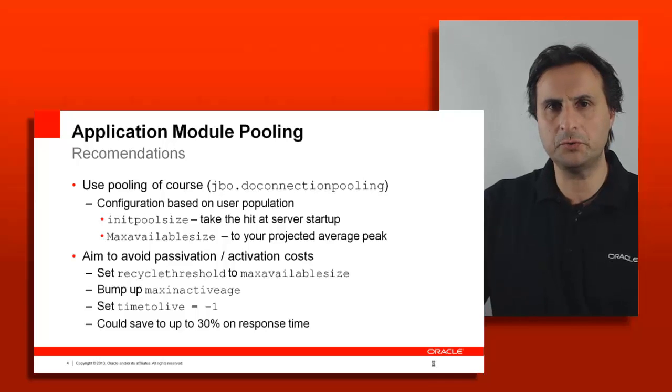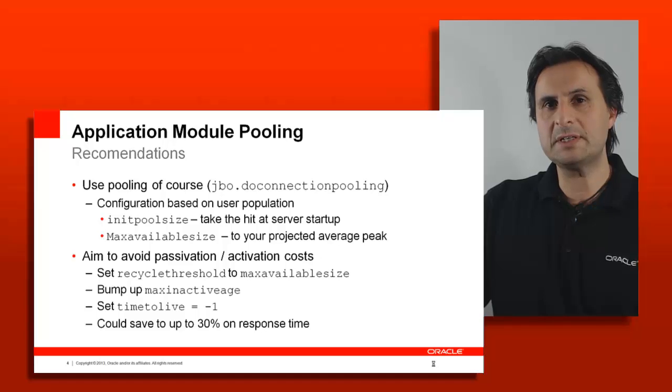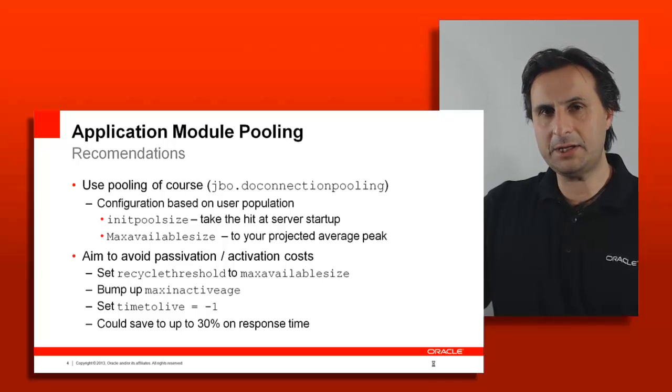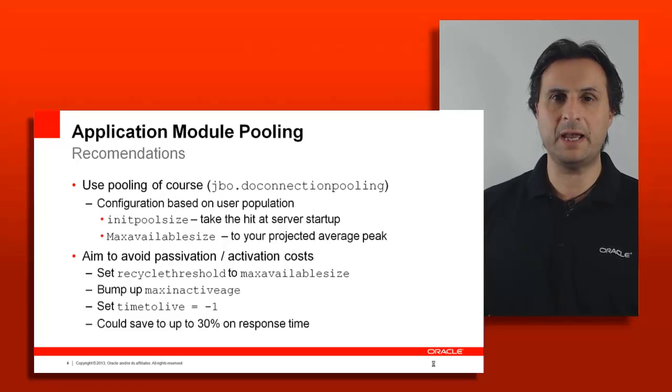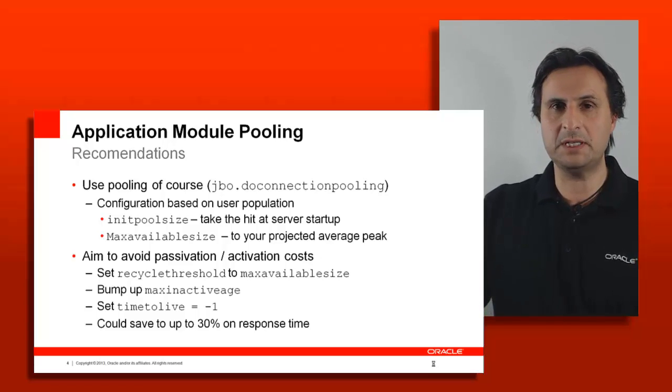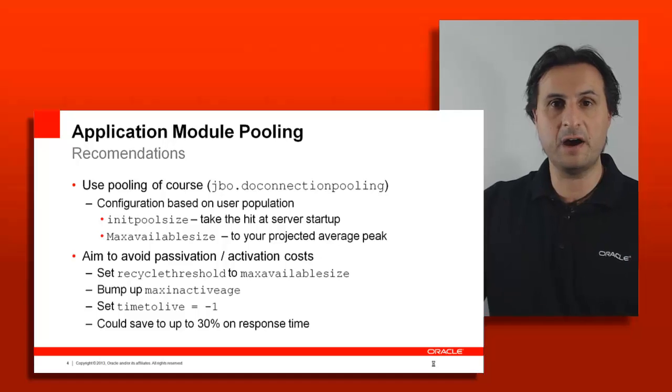So first of all, what you want to do is set the init pool size for application modules to the reasonable peak level of your application. This means that when your application starts, all of the application module instances will be created, which means that after 1 or 2 warm-up calls that users will have, all of the other requests will be quite performant and fast.